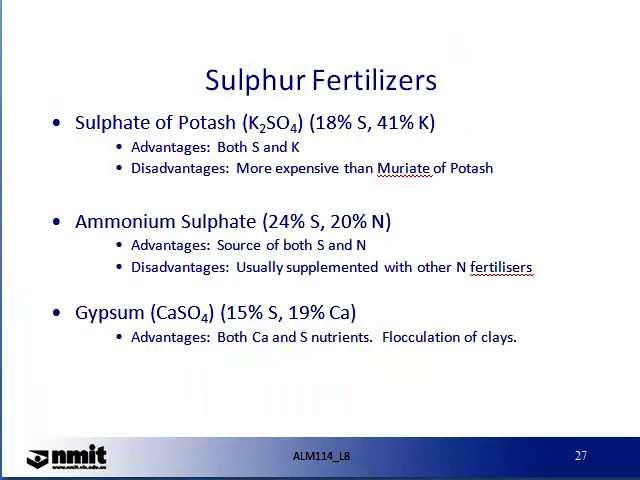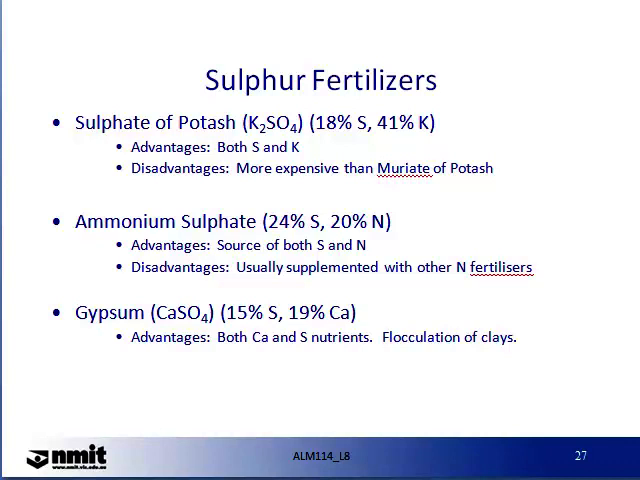There are three commonly used sulfur fertilizers. Sulfate of potash, dipotassium sulfate, contains 18% sulfur and 41% potassium. The advantage of using this fertilizer is that it contains both sulfur and potassium. The disadvantage is that it is more expensive than muriate of potash.